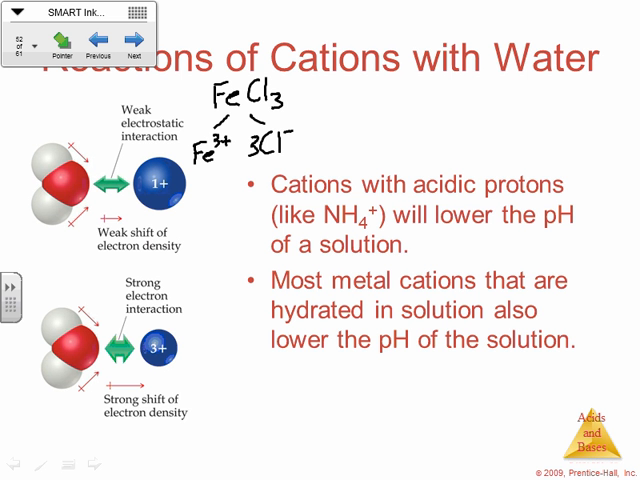The chloride ion is not really going to do anything, because in order for the chloride to do anything in the water, I guess I should have talked about this with the anions, it would have to take a hydrogen away from the water and form OH minus. Now why is chloride not going to do that?